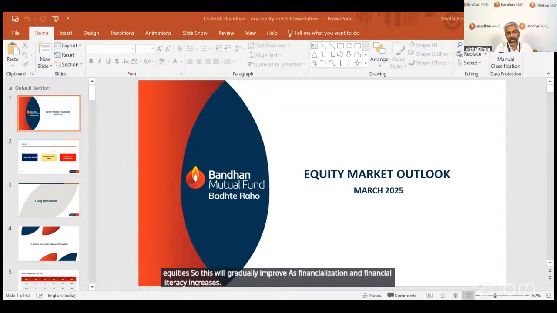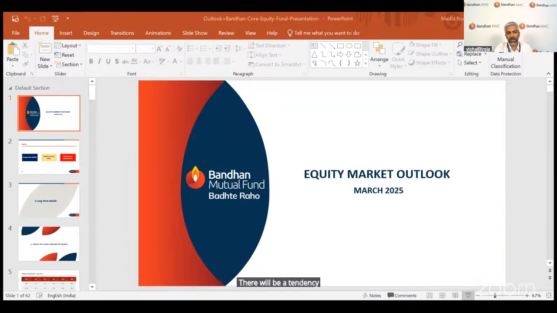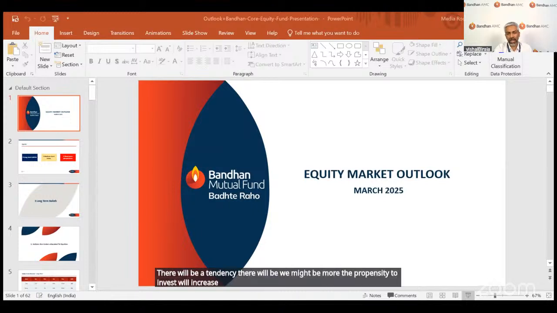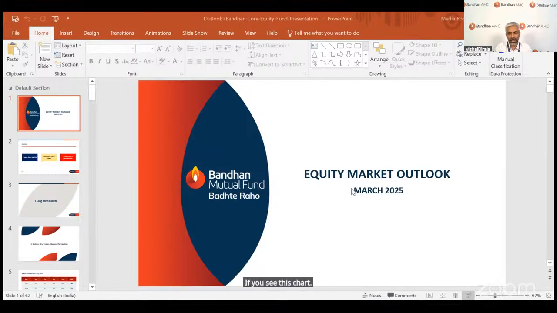There will be a tendency, the propensity to invest will increase, and that will create a lot of flows for the equity markets, and that will also expand the equity markets. So if you see this chart, the Sensex from the last 45 years has compounded at a 16% CAGR.